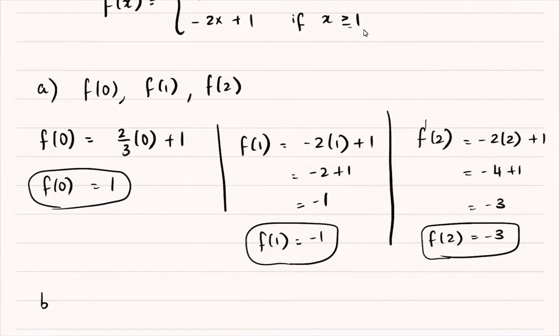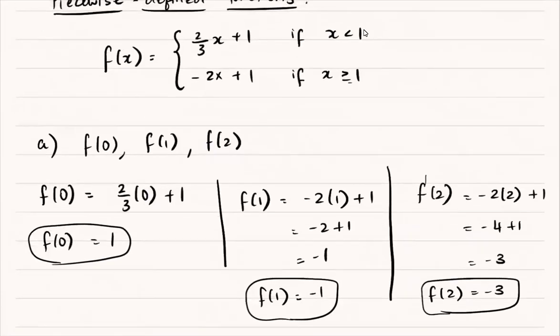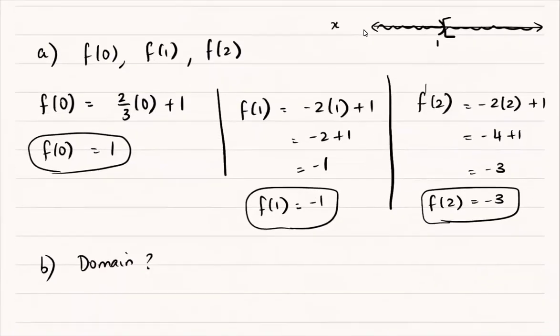So the second part of the question is asking me what is the domain. So to find the domain, look at the two intervals given to me. If I have my number line, let's say, and this number line is all the x values, the first interval takes care of all the x values less than 1. The second interval takes care of all the x values 1 or above. So between them, the entire number line is taken care of. So my domain will be all real numbers. Okay.